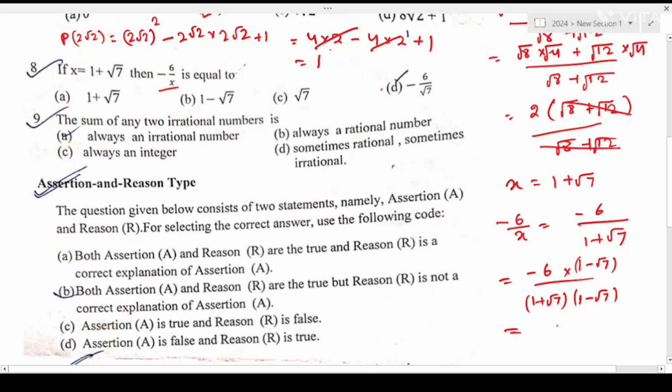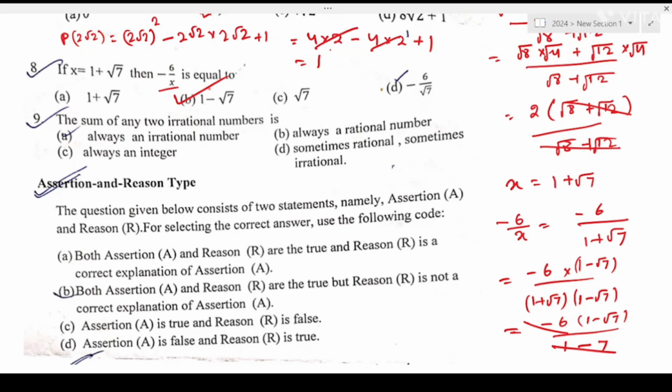Okay. Now is equal to minus 6 into 1 minus root 7, then multiply. So put the formula, that is a square, that is 1 square, that is 1, minus root 7 square, that is 7. Okay. So 1 minus 7, that is minus 6. So minus 6 cancel. The answer is 1 minus root 7. So option number B is the correct answer. Understand? Now next question, question number 9.